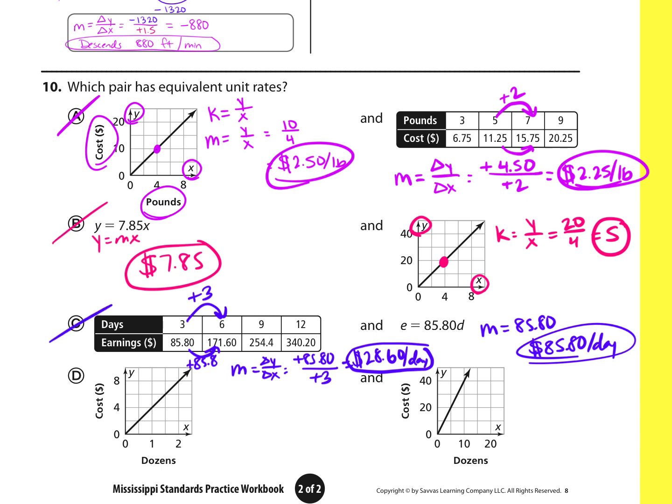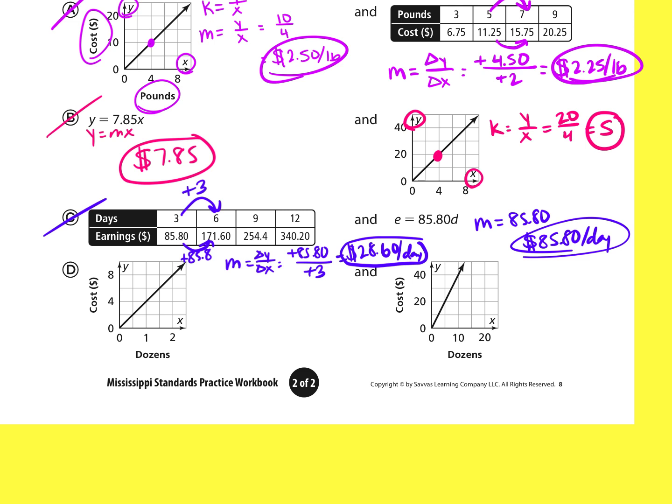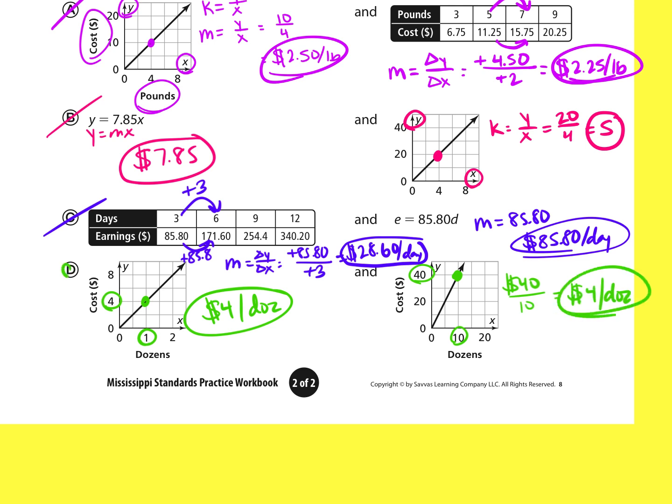For our last two values on choice D, they're both in graph form, and we see that for 1 dozen on the first graph, it cost $4, so $4 per dozen. On our second graph, we have that 10 dozen are $40, so if we said $40 divided by 10 dozen, we get $4 per dozen. So these are equivalent, and answer choice D works.